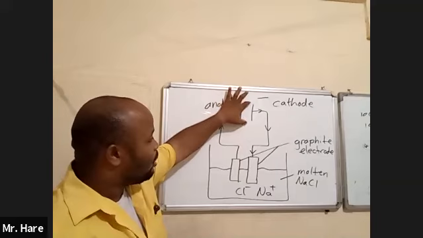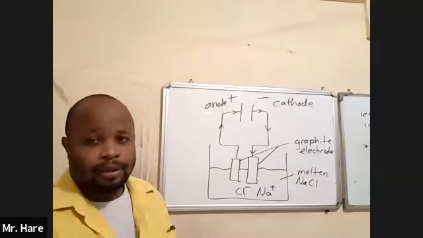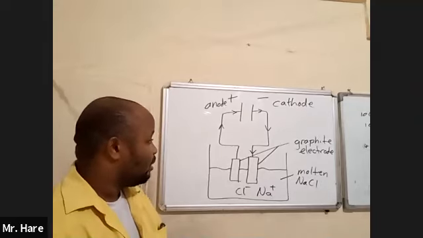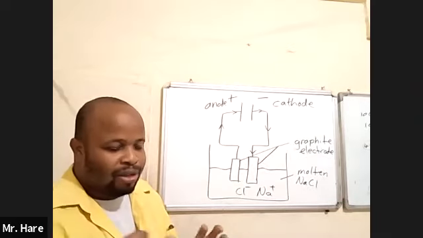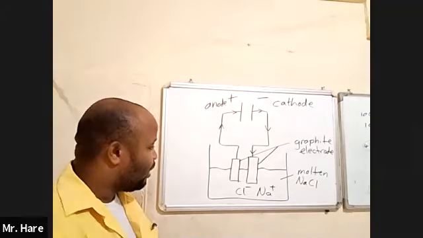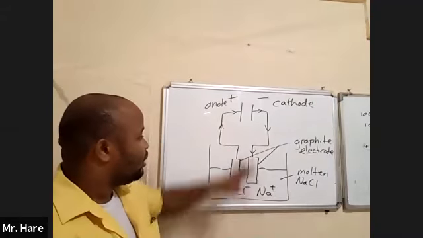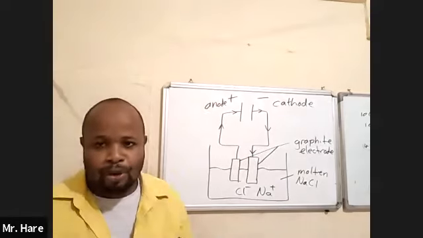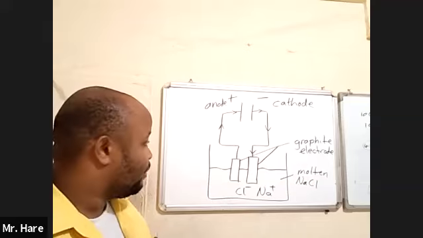And of course, we will have the power supply. Whether it's a battery or an equipment, we call it a power supply, a source of electricity. So this is the diagram. What are we going to ask for?